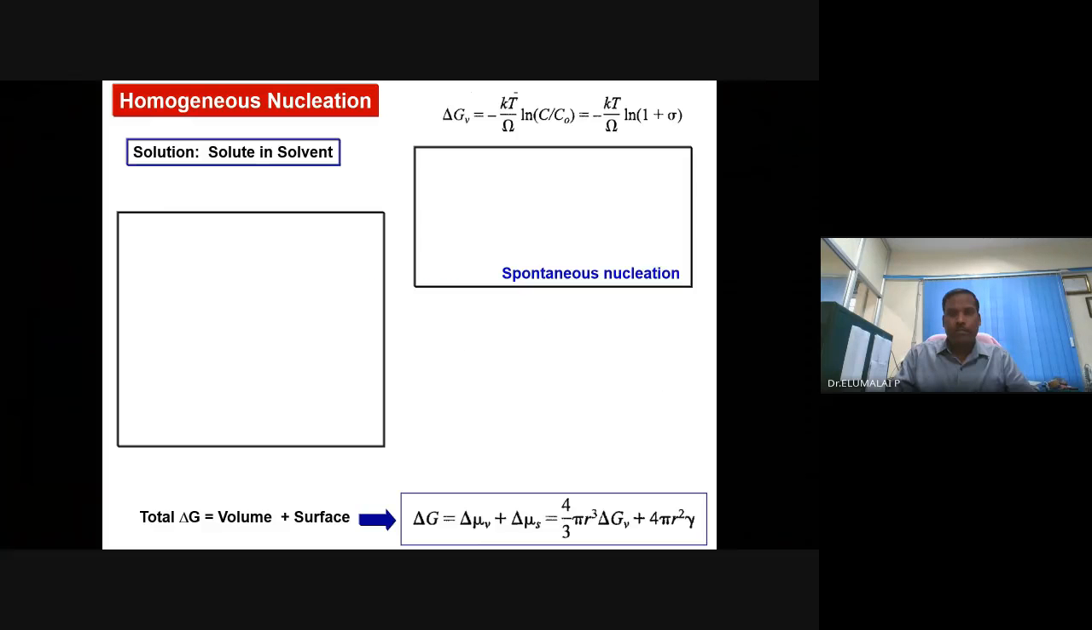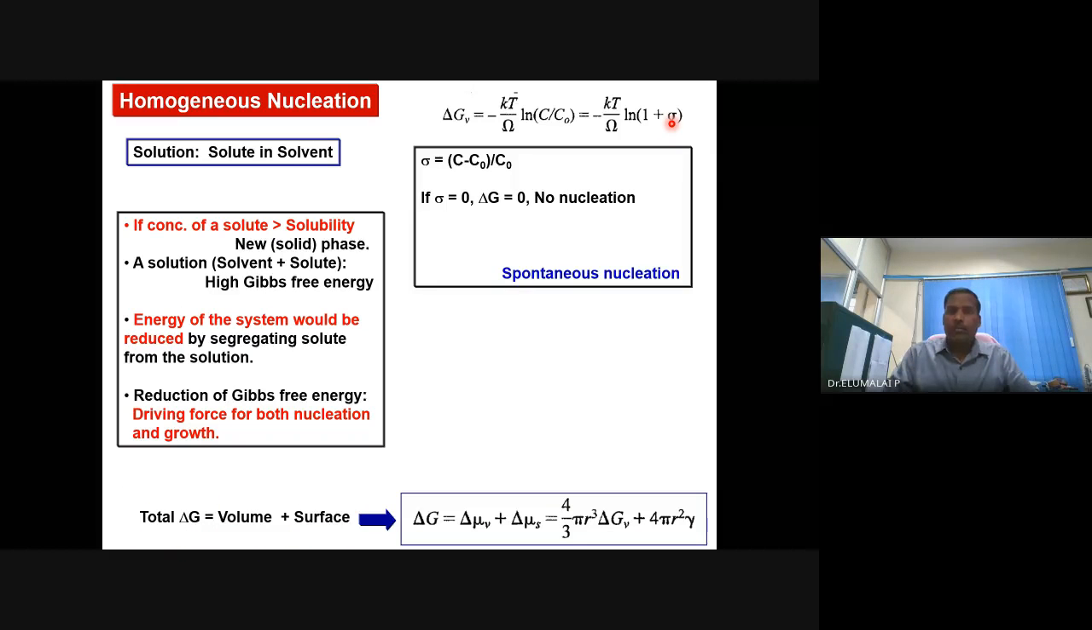So let us quantify this. This is the volume free energy change. When you bring two solutions together, there is a creation of solid particles. Assume that the particle is spherical, with a radius. When we have a radius, we can calculate the volume of that particle. If you know the radius, you can calculate the volume, or vice versa. The volume free energy change is equal to minus kT by omega ln C by C0, or minus kT by omega ln (1 plus sigma), where sigma is (C minus C0) divided by C0.